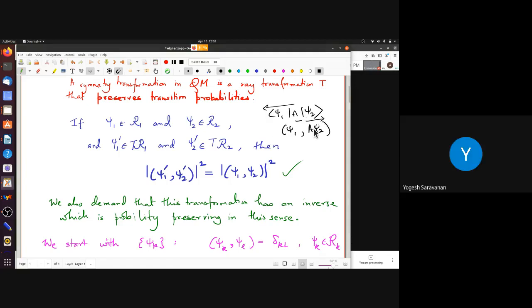It will be the A dagger acting on Chi1. Really? The conjugate. Do you mean these two are equal, right? Yes. Okay. But this notation doesn't really mean that.